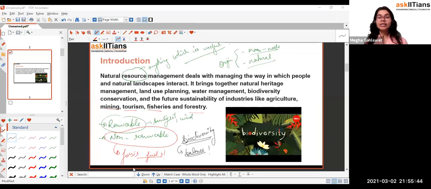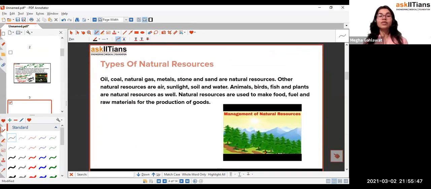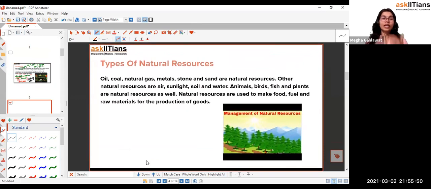All right, now we're going to move forward to the different types of natural resources. I did tell you that there are different types of natural resources which we'll be talking about, okay? Starting with the different types, let's study oil and coal and natural gas, metals, stones, sand, etc. Apart from the air, sunlight, soil, water, birds, animals, basically everything which comes from nature is a natural resource, okay, and it helps us in surviving. We can make food, we can drive our motorbikes or cars, we can basically do a lot of things. Why? Because we have a lot of natural resources.